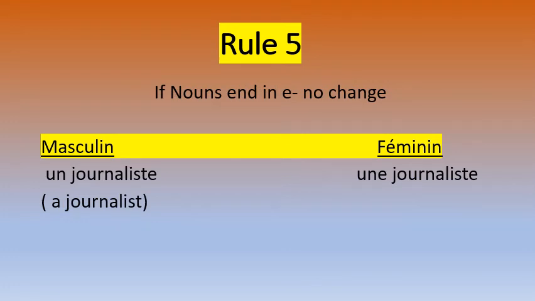Moving to rule number 5. Now that's very easy. So rule number 5 says if the noun already ends in E, that means there is an E at the back, in the feminine form also it will remain the same. There will be no change. So here I have taken an example of a journalist. In masculine, we call it un journaliste, right? And in the feminine form, the word will remain the same. It is journaliste. You just need to change the article. So, un journaliste will become une journaliste. That's it. There will be no other change.